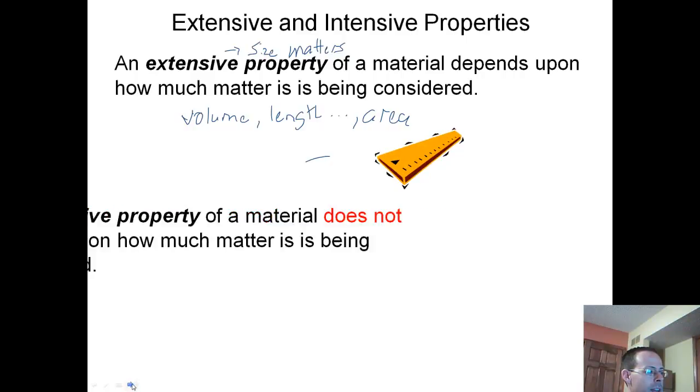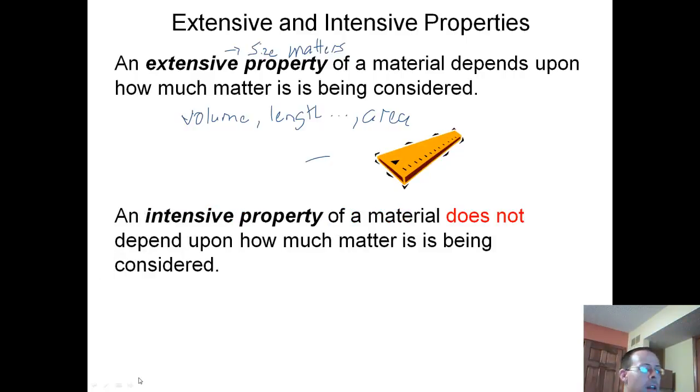Conversely, intensive properties are things that do not depend on size. So whether you have a small piece and a large piece, it doesn't matter. The property is the same. So things that are intensive might be color. They might be density, which leads us to another extensive property up here, which would be mass. A smaller piece would be less massive than a larger piece. But the density, this ratio of mass to volume, stays constant.